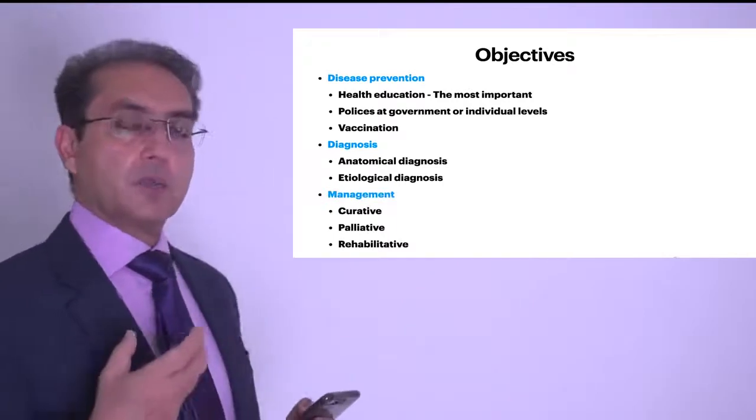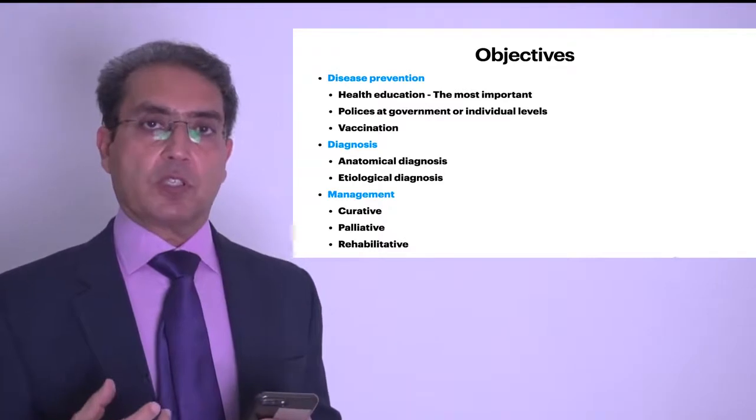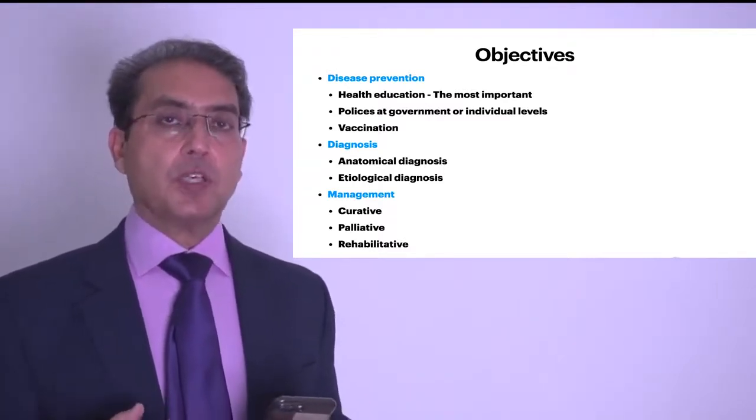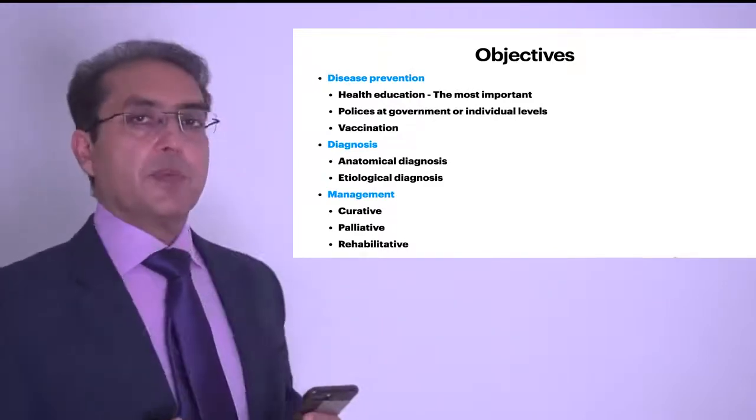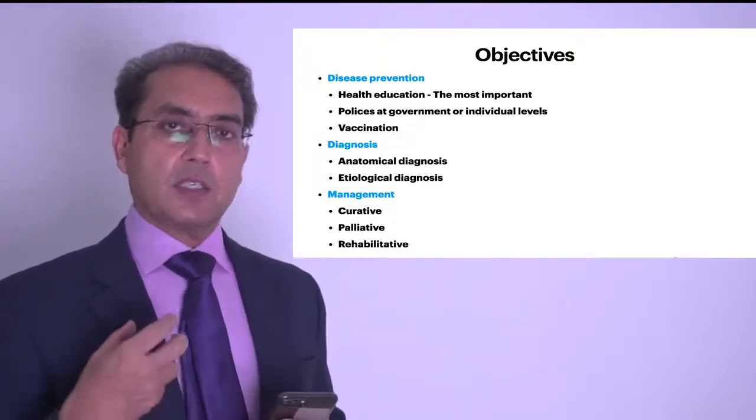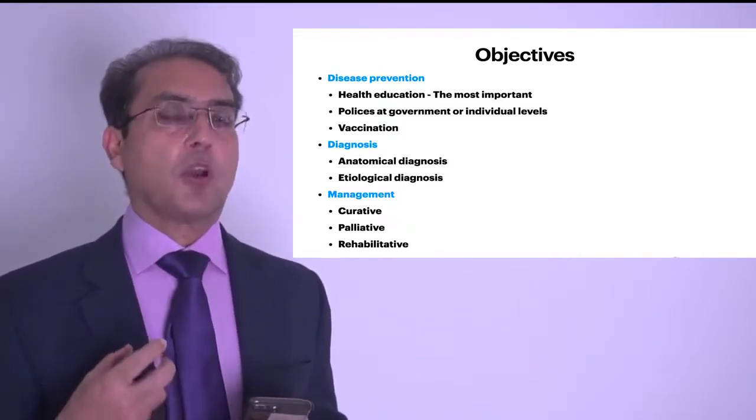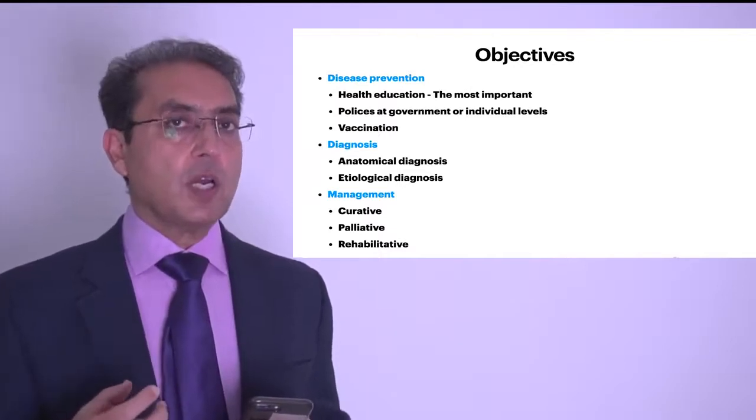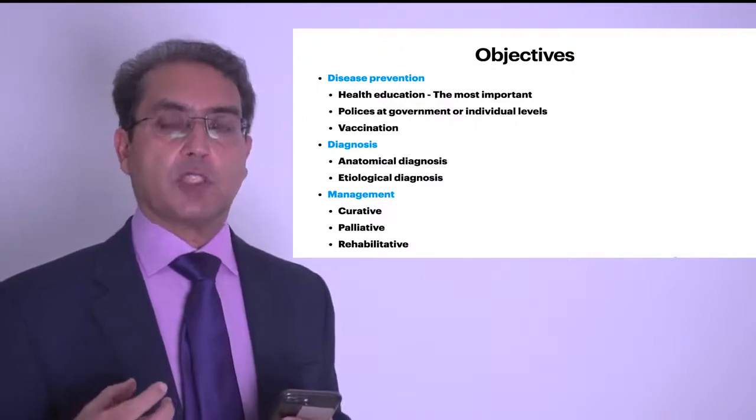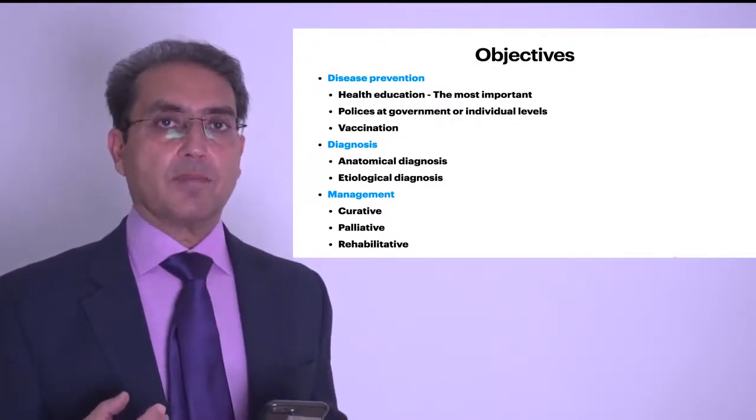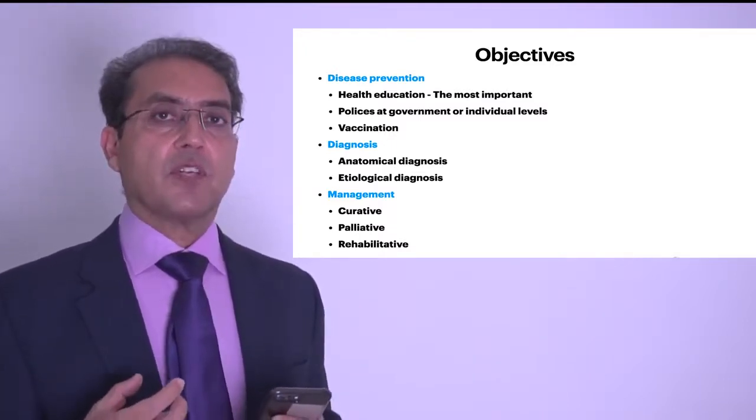And then the third objective is you manage the patient if the patient is sick. The management can be curative. For example, if the patient has got pneumonia, you treat the pneumonia and the pneumonia is cured. And then you've got palliative treatment. The palliative treatment is that you provide a treatment which improves the patient's quality of life. The disease is not cured, but the patient's quality of life becomes better. The disease is manageable. For example, you control the blood pressure, you control the diabetes. The patient does not have the ill feelings because of diabetes.